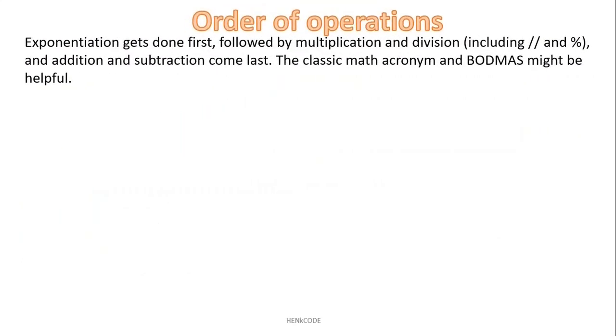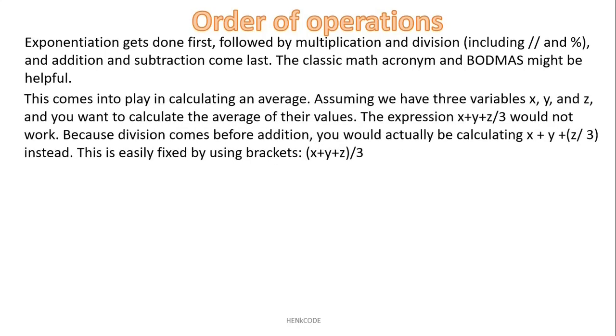Order of operations. Exponentiation gets done first, followed by multiplication and division, including integer division and modulo. And addition and subtraction come last. The classic math acronym BODMAS might be helpful. This comes into play in calculating an average.